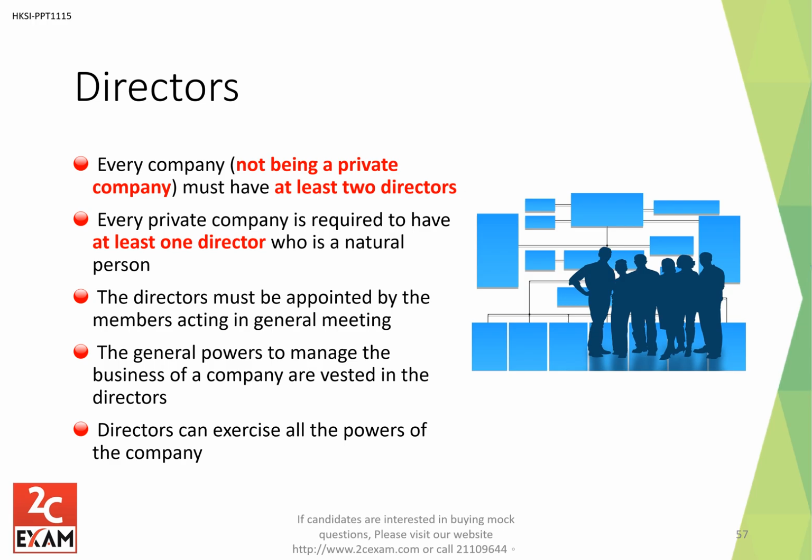How are directors appointed and who appoints them? Directors must be appointed by the members acting in a general meeting, where the members are shareholders. Can a director choose themselves? No, the decision must be made by the members. What are the responsibilities of a director? A director represents the company and manages its general business affairs, exercising all the powers of the company.